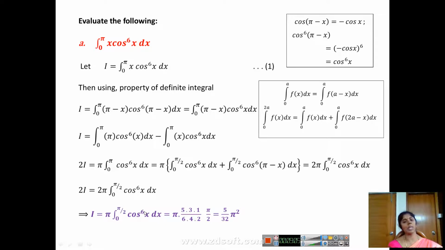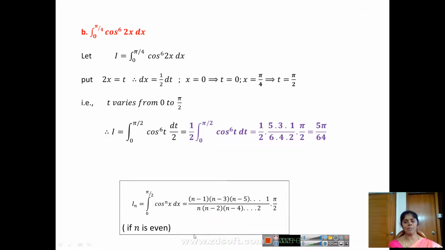We can use the reduction formula. Here n is an even number, so at the end we multiply by pi by 2. The formula runs this way: pi is a constant, we write it as it is. Here n is 6, so (n minus 1) divided by n is 5 by 6, into (6 minus 3) divided by (6 minus 2), that is 3 by 4, into (6 minus 5) divided by (6 minus 4), that is 1 by 2, into pi by 2, which yields 5 pi squared divided by 32.